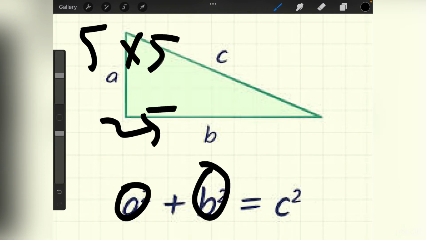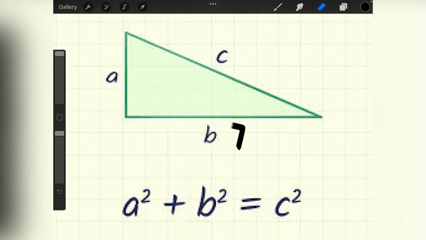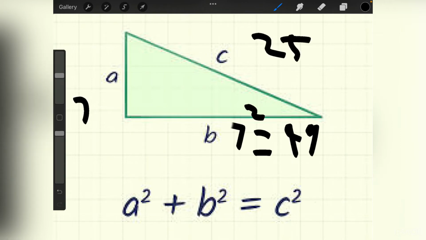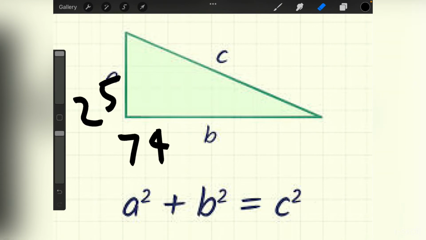Now B squared is the exact same thing, but it's a different number. So let's say B is going to be 7. We're going to use 7 again. Let me just erase all this other stuff. 7 squared, 7 times 7 is 49. Now we add 25 and 49, because 25 was A squared and B squared is 49. And this equals 74.